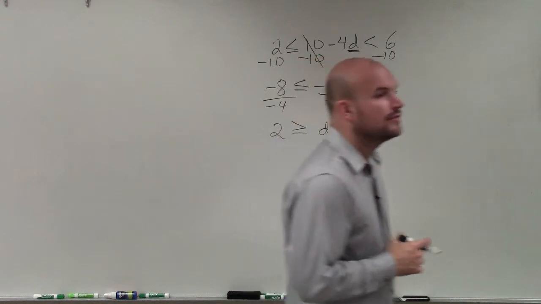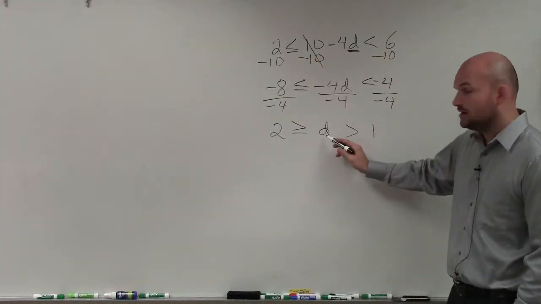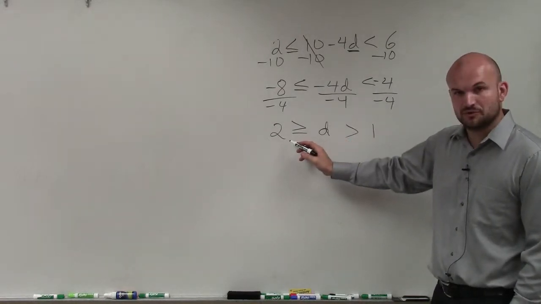All right? The reason why this sometimes can be difficult is because you're trying to choose values that are greater than 1 but are less than or equal to d.